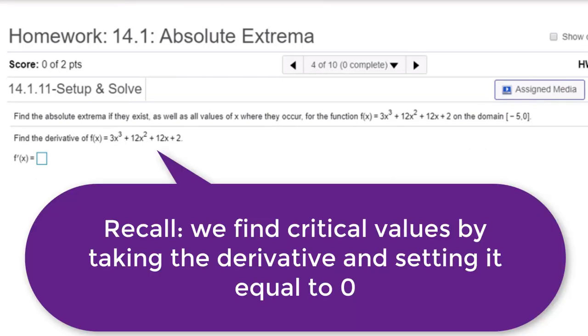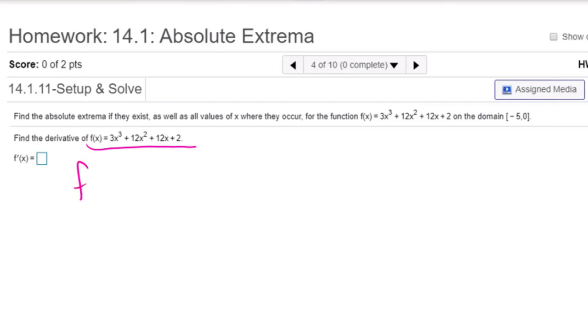Now we have the original problem right here, and we just want to find the derivative for it using the derivative rules that we learned back in Unit 2. So we're going to write down our derivative right here. Our derivative will be 9x squared plus 24x plus 12, just using the regular derivative rules.